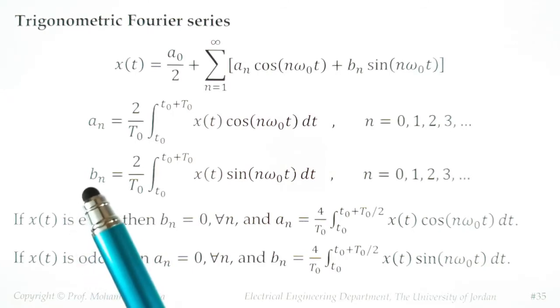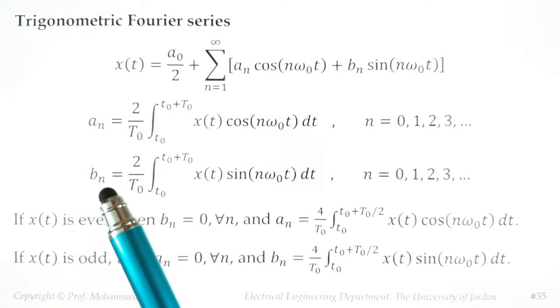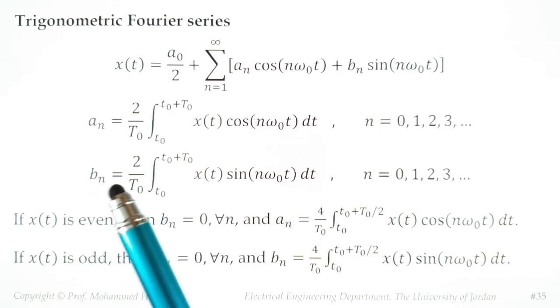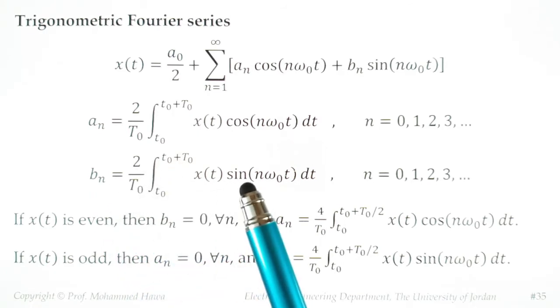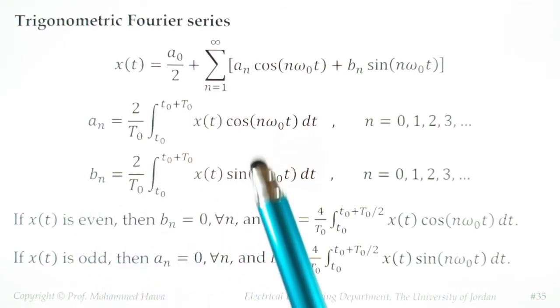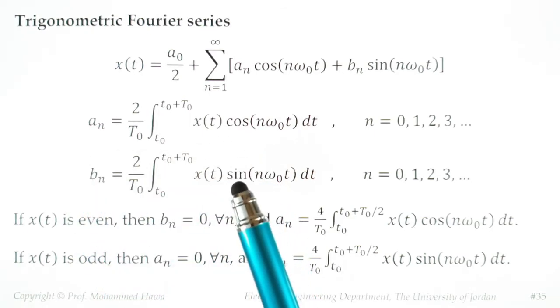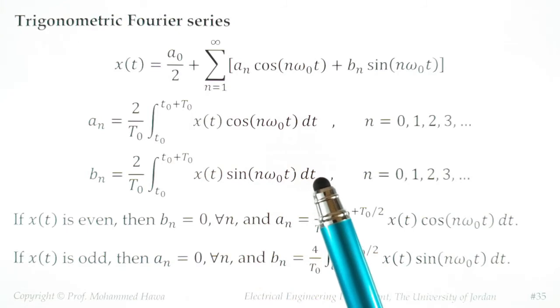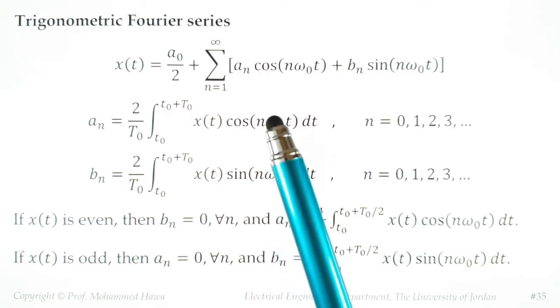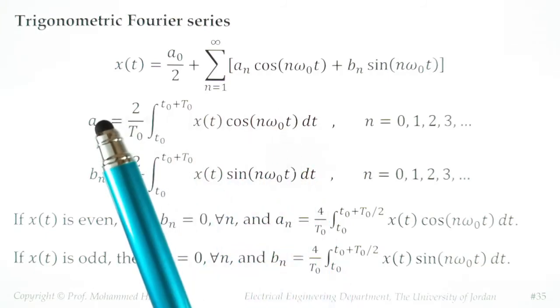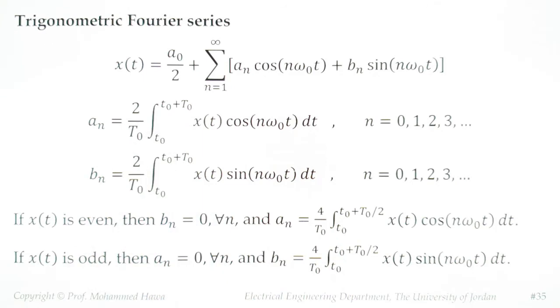A similar equation exists for bn, so you need to do another integral for bn, 2 over t naught, integrate over 1 period x of t, but this time use sine. If you want bn, use sine. If you want an, use cosine. Sine and omega naught t dt, you're gonna get all the bn values. Typically, we do the integral for general n, and then we substitute the different n's to get, for example, a0, a1, a2, a3, a4, and so on, and b1, b2, b3, b4, and so on.